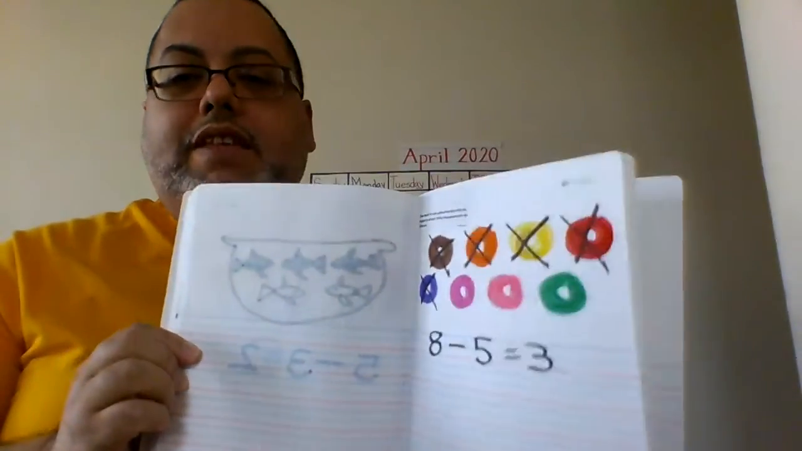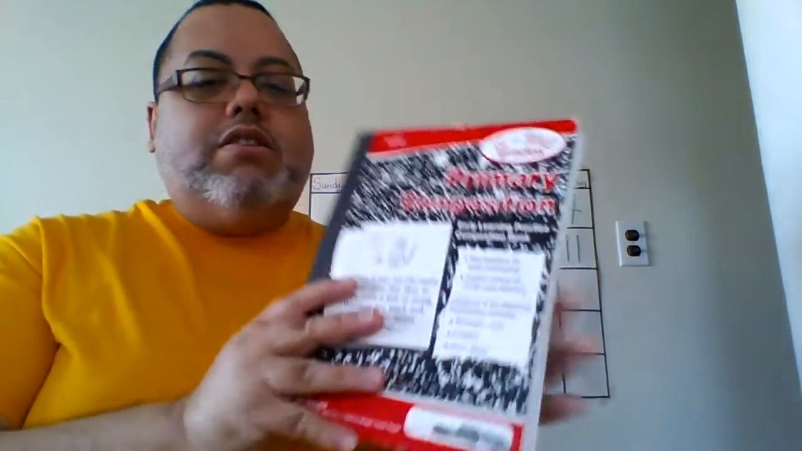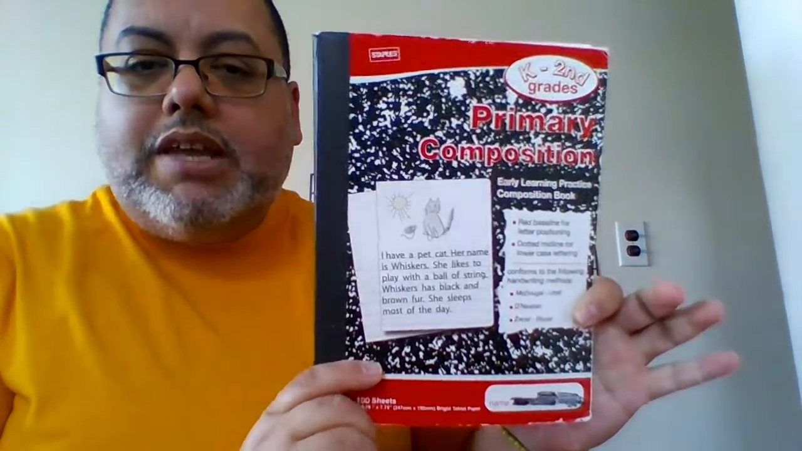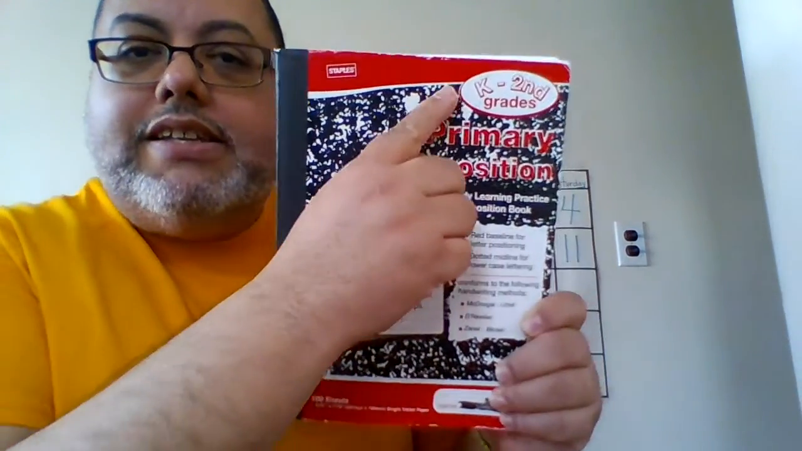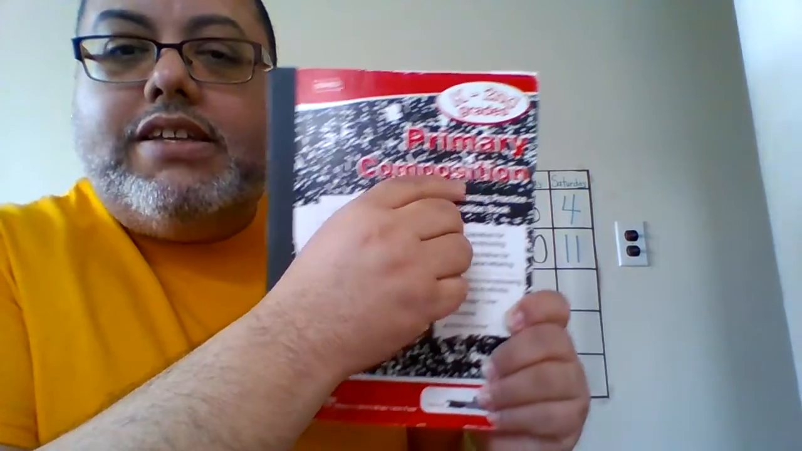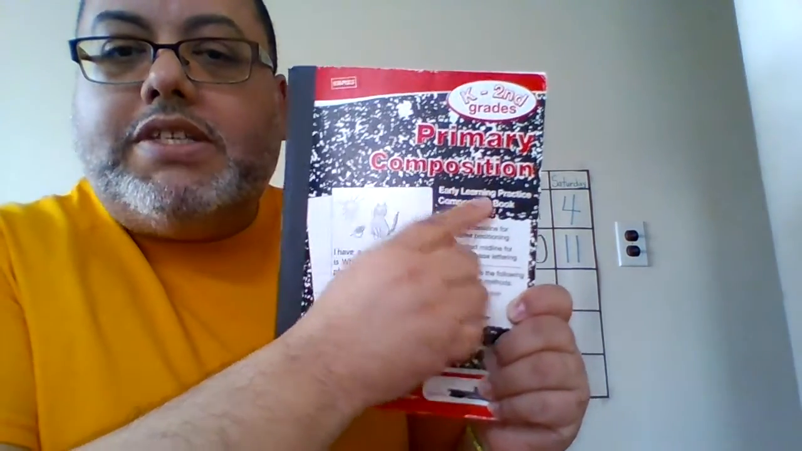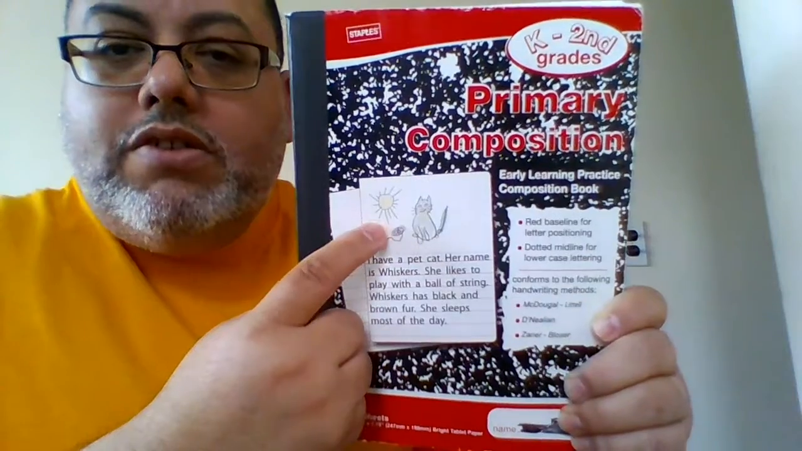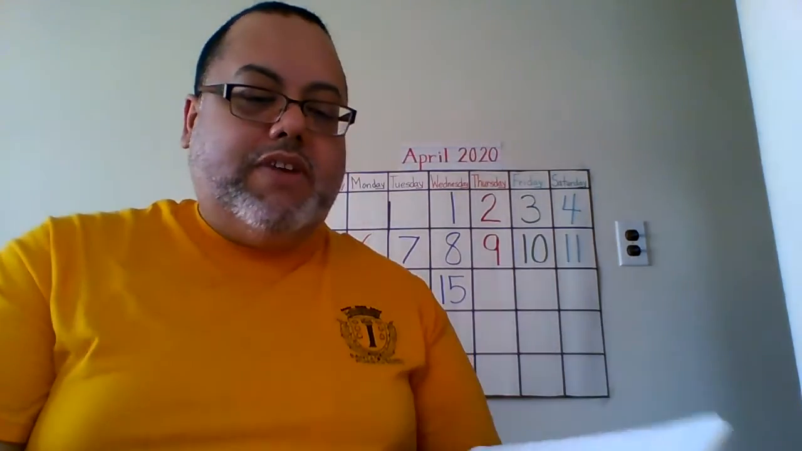You can do the same thing. This journal, I got it years ago from Staples. And it says K to 2nd grades. And it's called Primary Composition. And it has a space for you to draw and a space for you to write. I did lots of different things in here. But I did most of it in math because it was something that you can actually practice writing and drawing and writing a number sentence or an equation very, very easily.